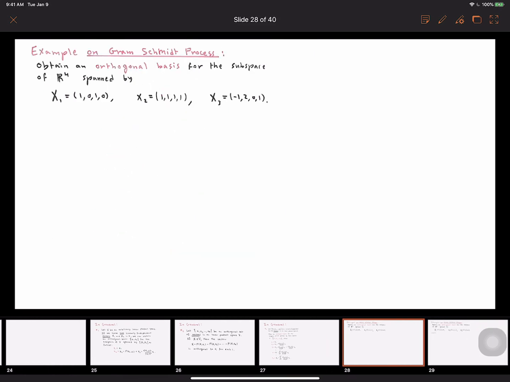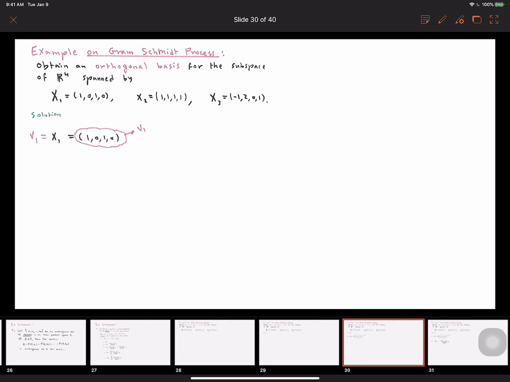Example on this process. You have x1, x2 and x3 as provided in R^4. We need to obtain an orthogonal basis. Solution. First, we call v1 as x1. We just keep the first one as is. We move x2, we move x3 to make them perpendicular to the first and the second.